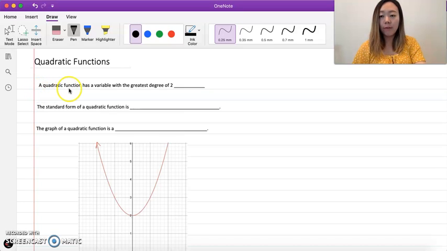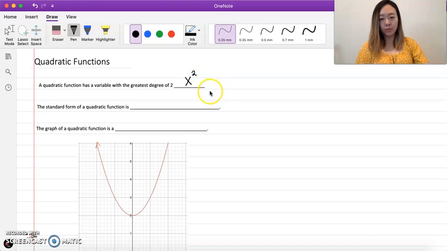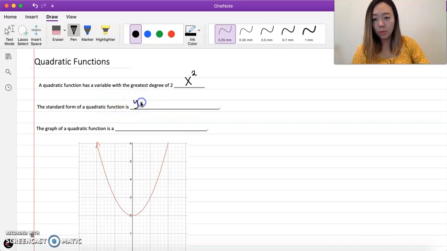It says a quadratic function has a variable with the greatest degree of 2. So what that means is a quadratic function has a variable, usually variable x, and the greatest degree of 2 means that it has an exponent of 2. And the standard form of a quadratic function is y is equal to ax squared plus bx plus c.